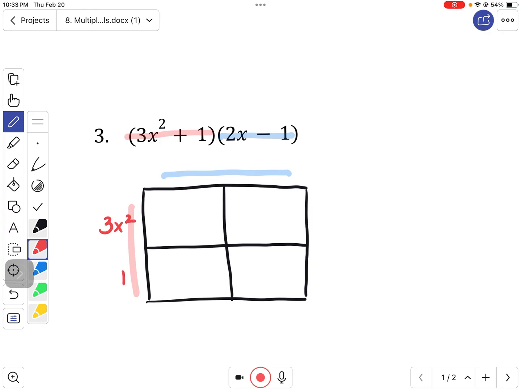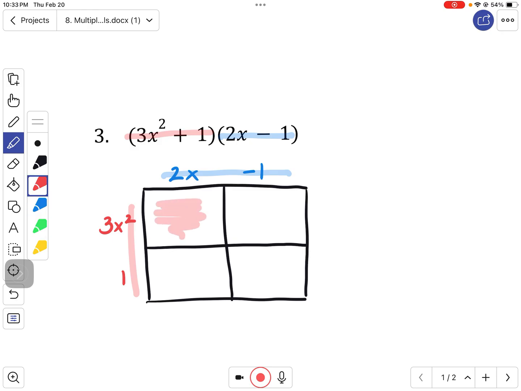Okay, I'm going to go ahead and put my 3x squared and my positive 1. And then I'm going to put my 2x and my negative 1. Okay, so I'm going to start with this right here, and I'm going to go straight above and to the left. So my big numbers I'm going to multiply.